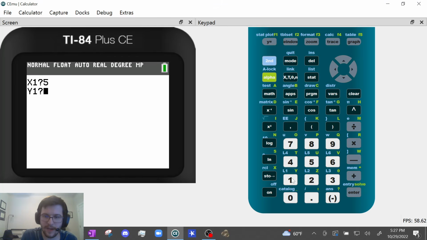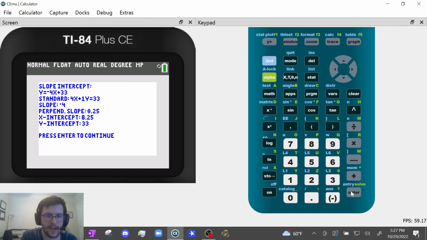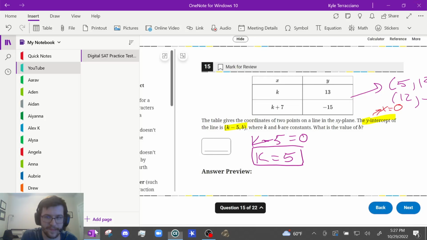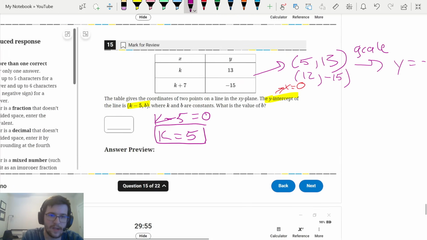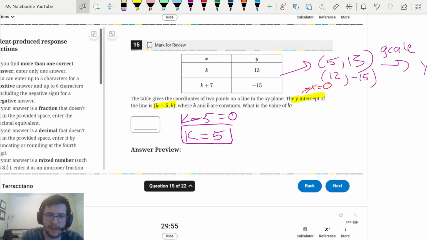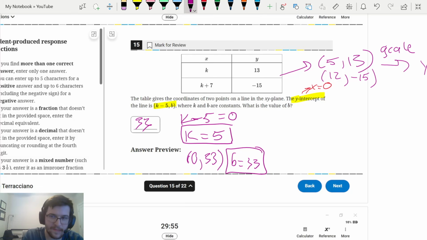So 5 comma 13, and then 12 negative 15. So we get y equals negative 4x plus 33, and it says the y-intercept is 33. Great. So the y-intercept is 33. So 0 comma k minus 5 comma b is really 0 comma, and then whatever b is, 33. So b is equal to 33. Great, so the answer is 33.